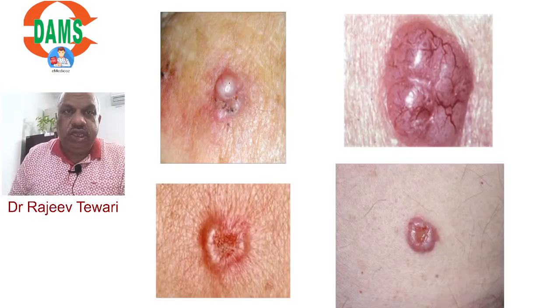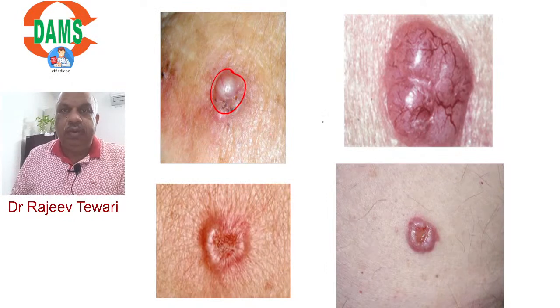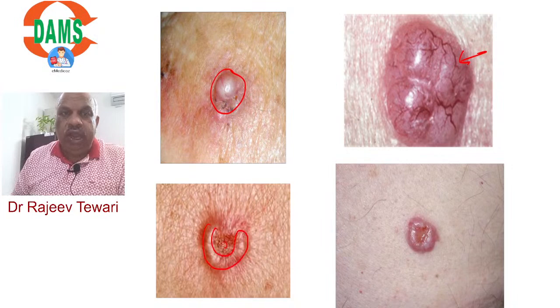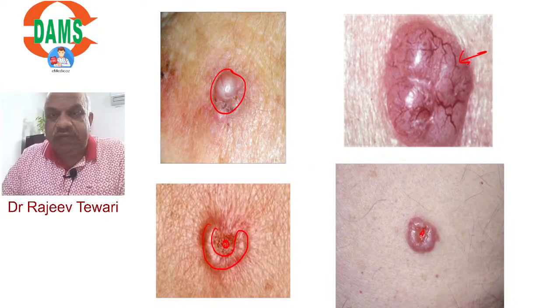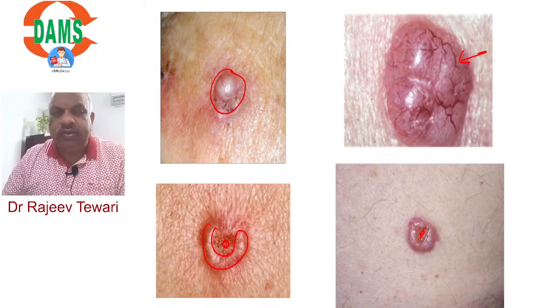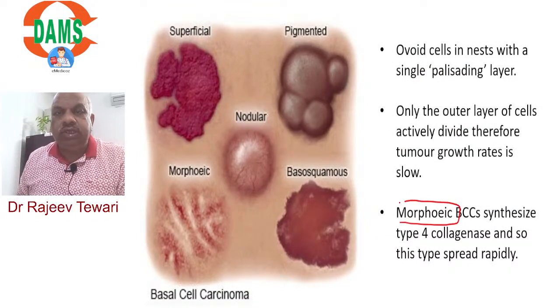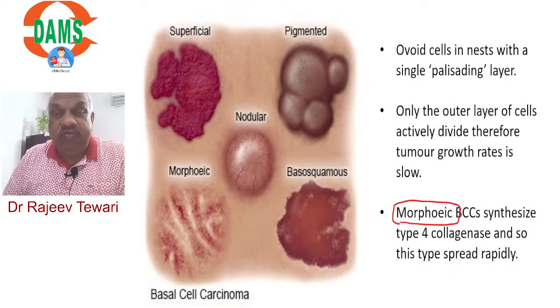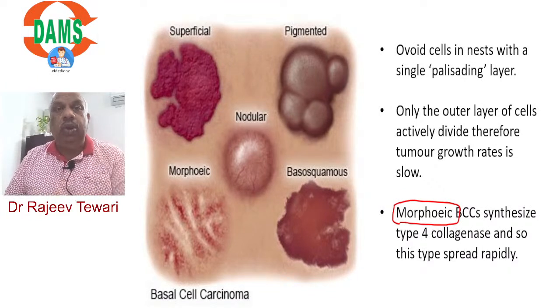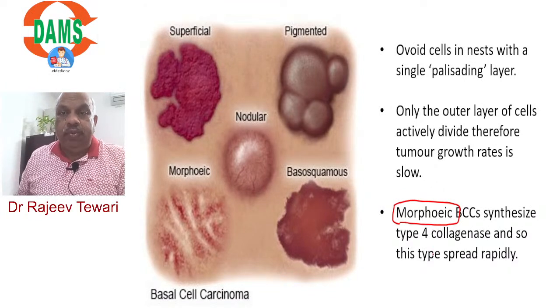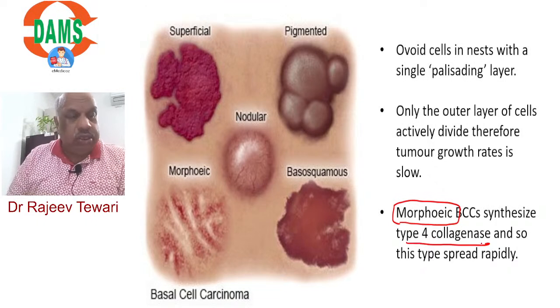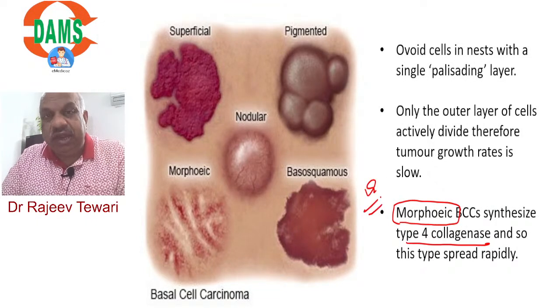So, see, this is a pearly appearance, like a pearl. This is telangiectasia on the surface. Rolled over border and central depression. These are the classical features of rodent ulcer, which they do ask. Another point is, out of all varieties, morpheaform is most aggressive. Morpheaform variety, which appears like a scar, not like a nodule, appears like a scar. It synthesizes type 4 collagenase, so it spreads more rapidly. That's another question they ask. Which type of basal cell cancer is most aggressive?